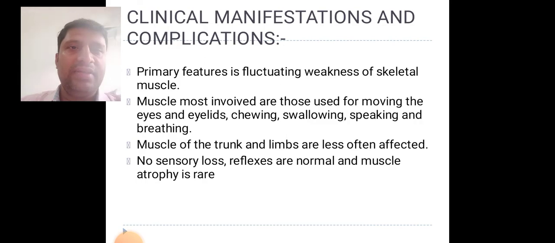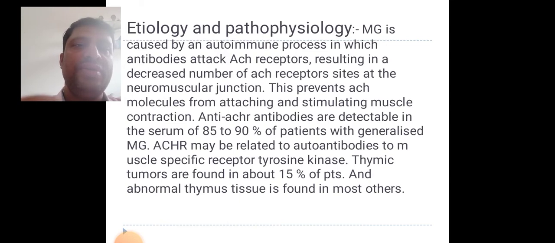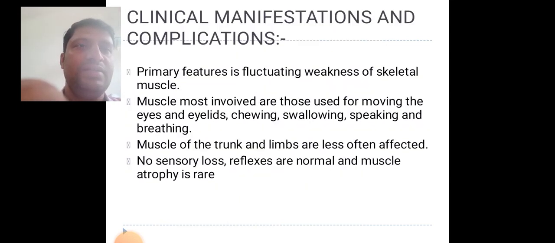In myasthenia gravis, there is no sensory loss. Usually reflexes are normal and muscle atrophy is rare. So we can say myasthenia gravis is a disease of mainly skeletal muscles. Even in these cases, if the person takes rest, there is recovery of the muscles, and after rest the person gets some restoration of health as well as energy level.